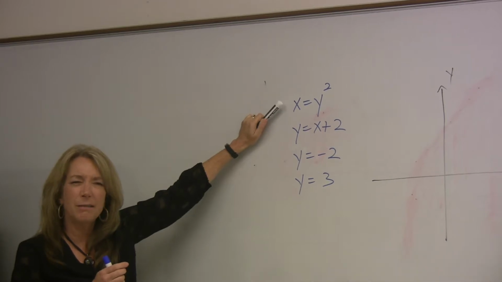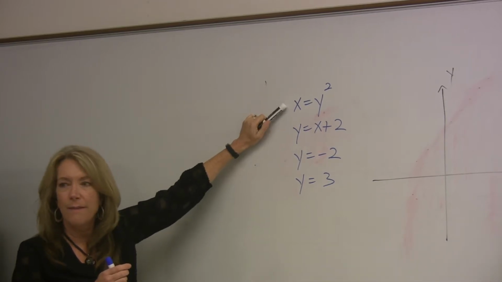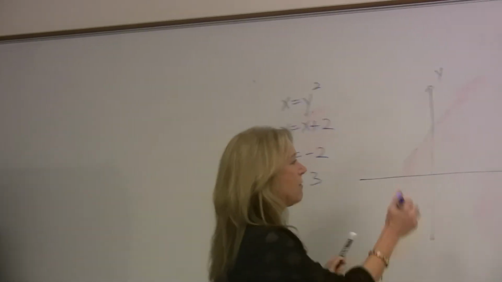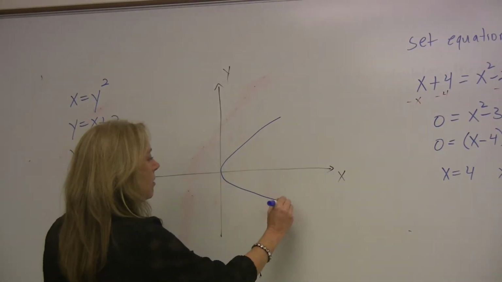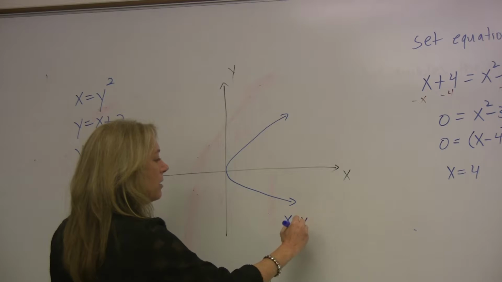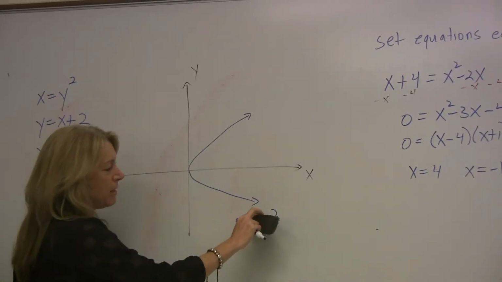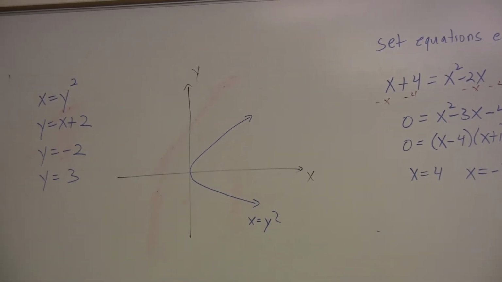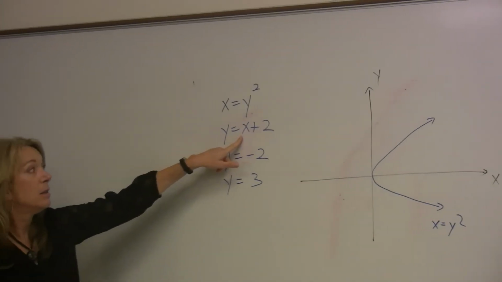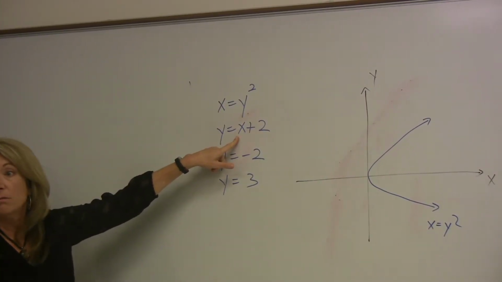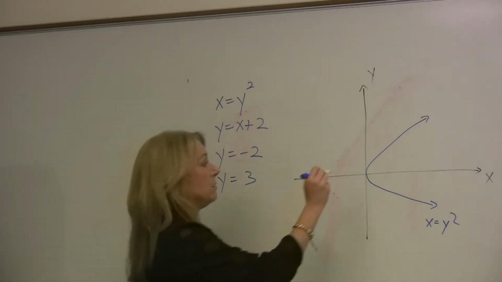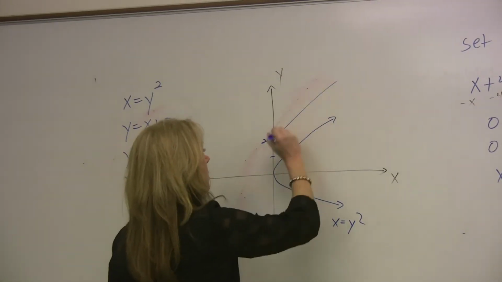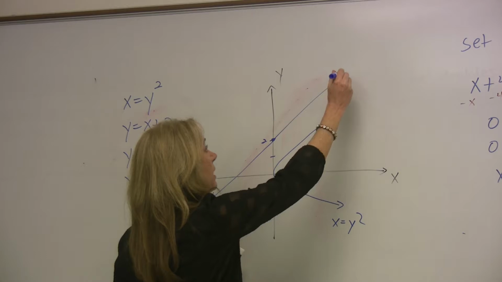How do we know if it opens to the right or to the left? Positive, I heard 2 people say because it's positive it opens to the right. So a rough sketch of that one might be this. This is x equals y squared. You just take what you know about parabolas and turn it sideways. When you switch the x's and y's, it kind of turns it sideways. Now, we know how to graph this. y equals x plus 2. That's just a line, right? So let's just say 2 is right here. It looks something like this. That's a straight line.